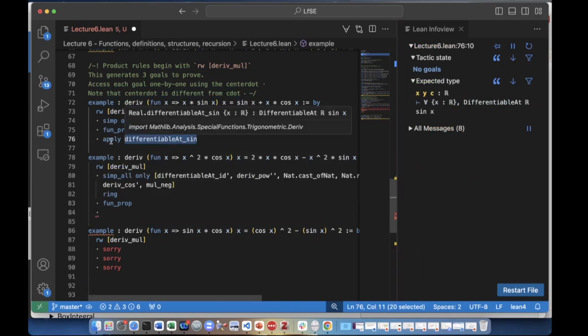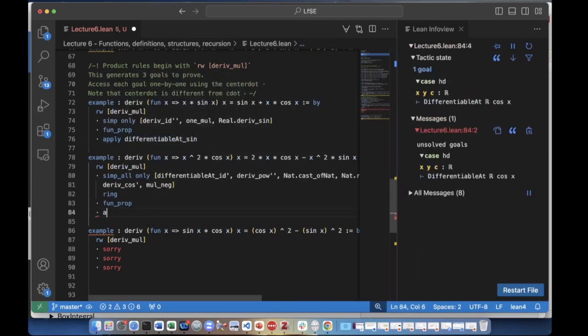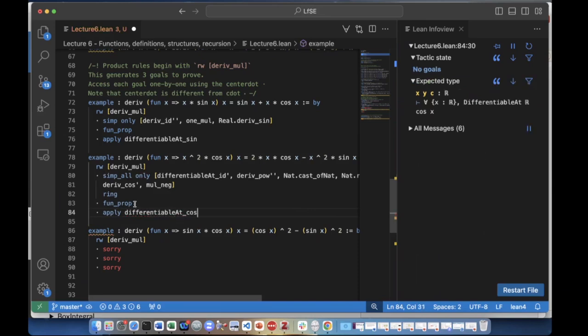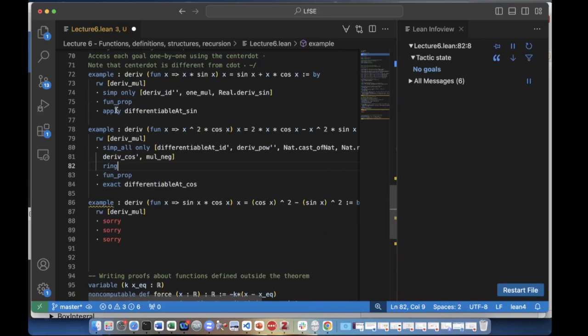Differentiable at sine worked for this one. Now we want the parallel one for differentiable at cosine, which is going to close out our goal. And now we're good. We can do exact as well as apply. I think exact is more efficient. I don't know, actually. Apply is more generic than exact. Exact only works when they exactly match.